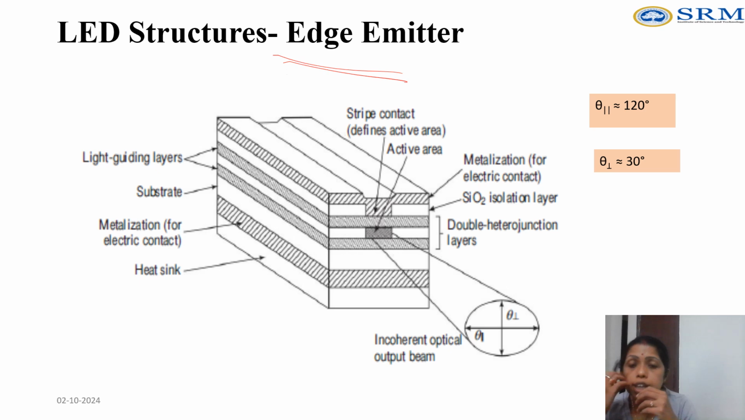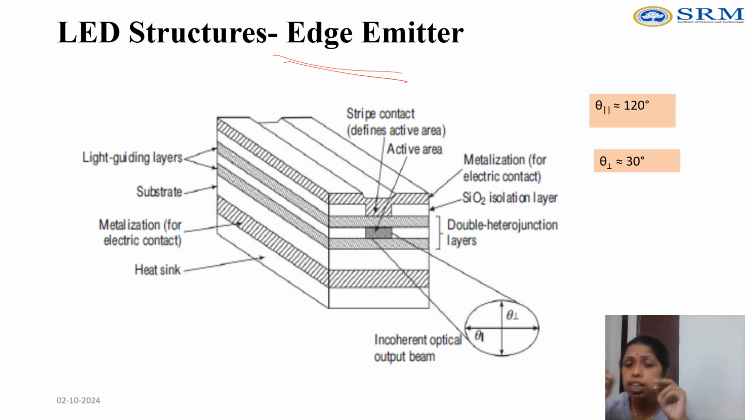In this case, you can easily get all the photon power, because it is directly coming from the recombination region. In the surface emitter, whatever photons are generated have to be transferred through the guiding layer, come through the surface layer, and then come out. But in the edge emitter, you can directly get the photon from the recombination region only. There will be no waste of photons in the edge emitter.